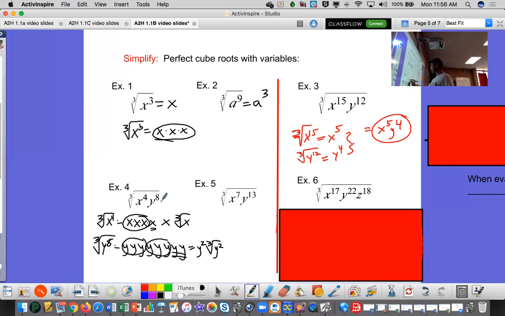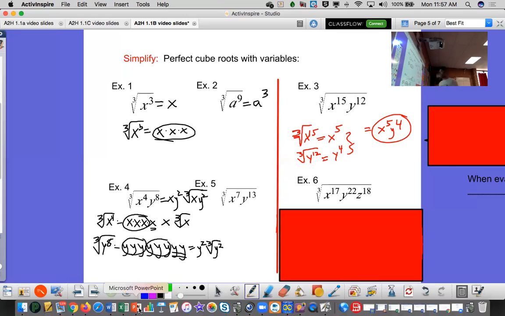Now to piece this all together, my coefficients are x and y squared. And my radicands are going to be x and y squared also.